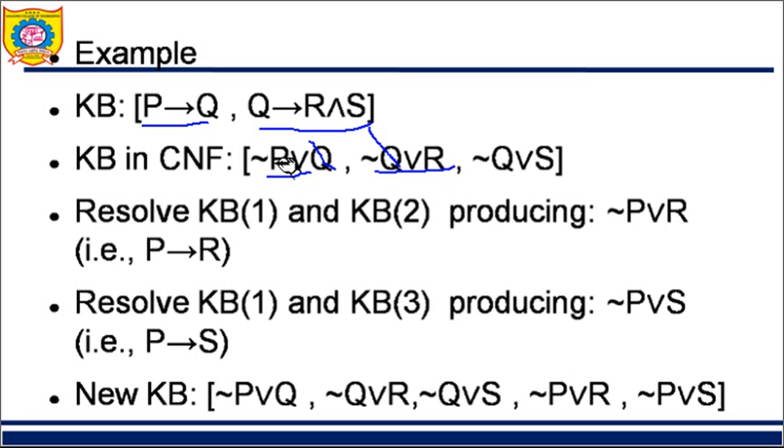This is if I was doing it with knowledge base 1 and 2. Now, knowledge base 1, instead of resolving it with 2, I can also resolve it with 3. Why? Because Q is common over here. So in this case, what do I get? Cut Q and cut negation of Q.